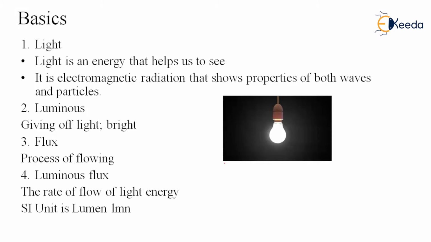The third is flux. If we see the dictionary meaning, flux means the process of flowing. So what is then the luminous flux? Luminous flux is the rate of flow of light energy. So the process of flowing of light is known as luminous flux. And why did we say light energy? Because light is a form of energy. Luminous flux is the rate of flow of light energy. The SI unit is lumen, also written as lm.